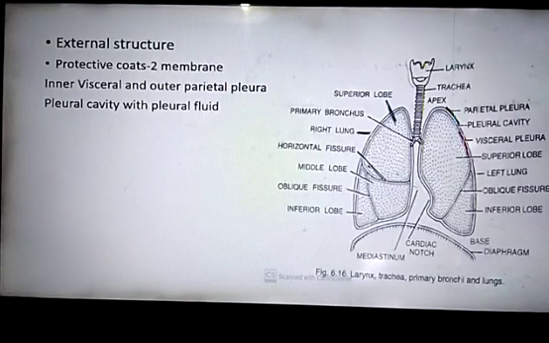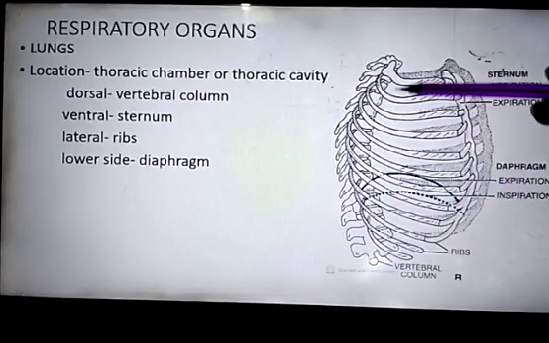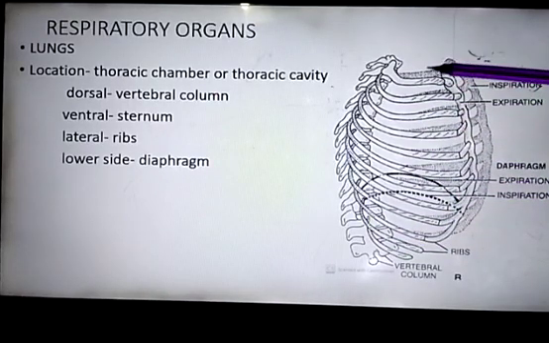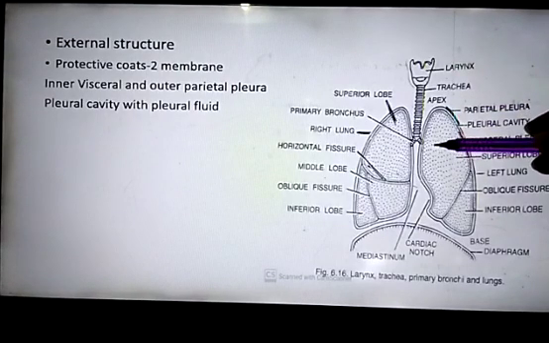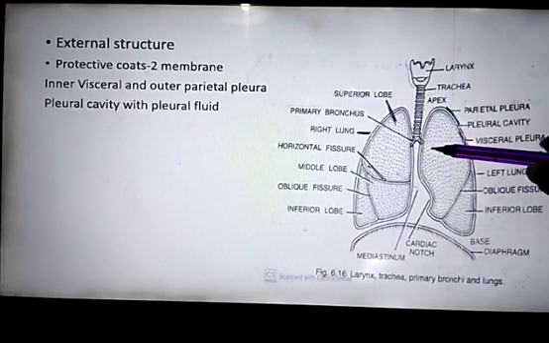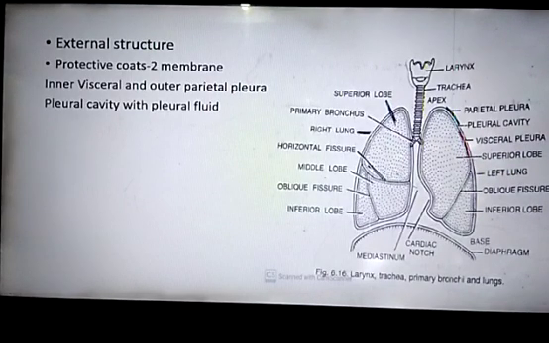Now we have seen that the lungs are protected by bony structures, that is the vertebral column, sternum, ribs, and from the lower side by the diaphragm. Next, the lungs also have a protective coating. Each lung is lined by two membranes known as the pleural membrane. The lungs are protected by two pleural membranes, also known as pleura.